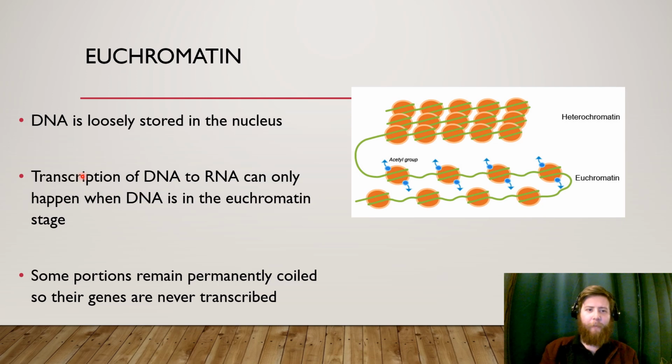So transcription can only happen when it's euchromatin. Some portions of this, especially around the histones here, never get uncoiled, so their genes are never transcribed. They're never used for any kind of genetic control. So there are genes that we don't even use inside of the human body.